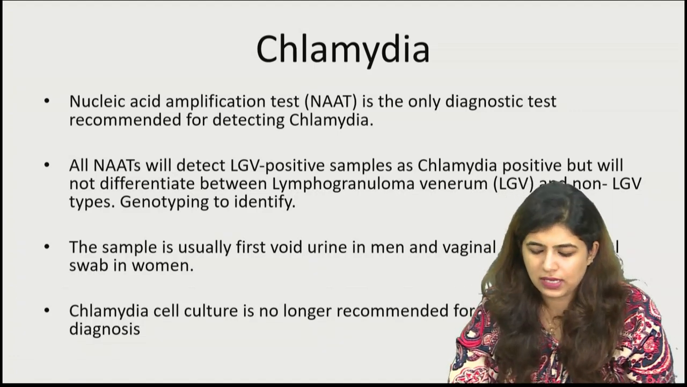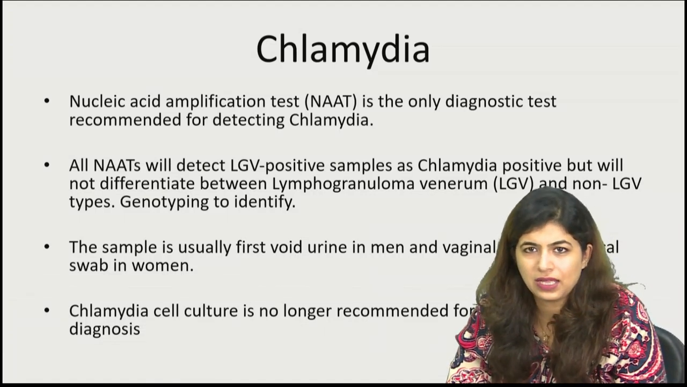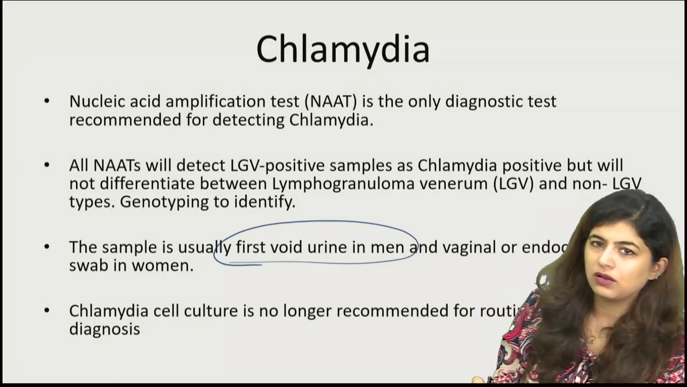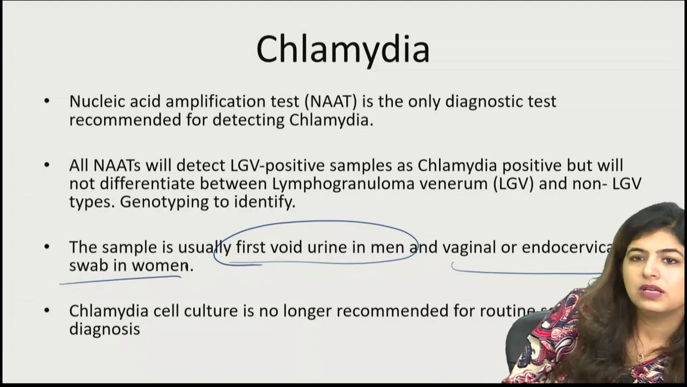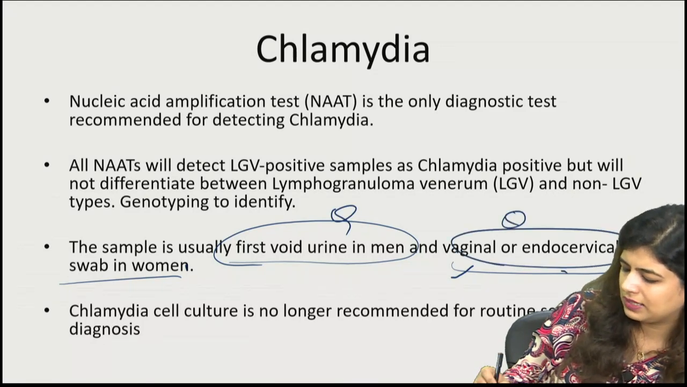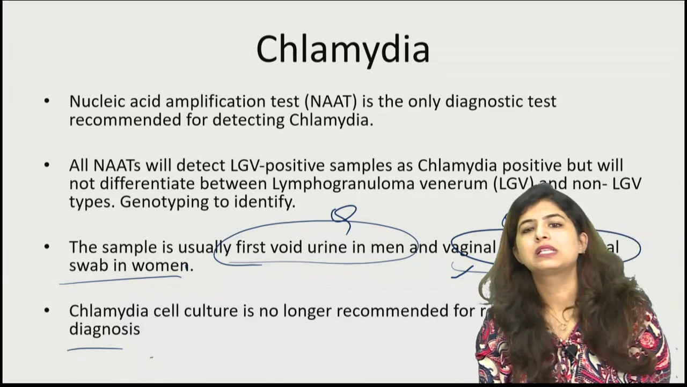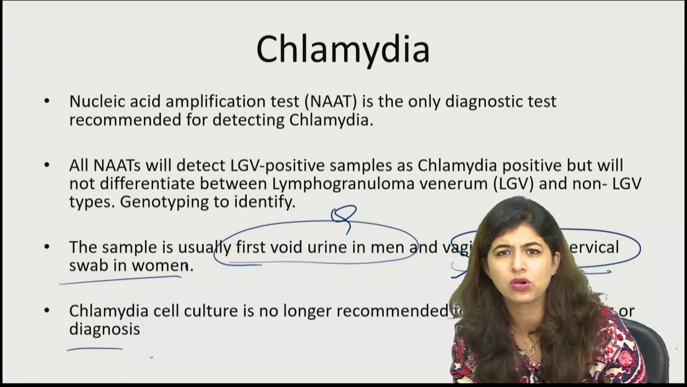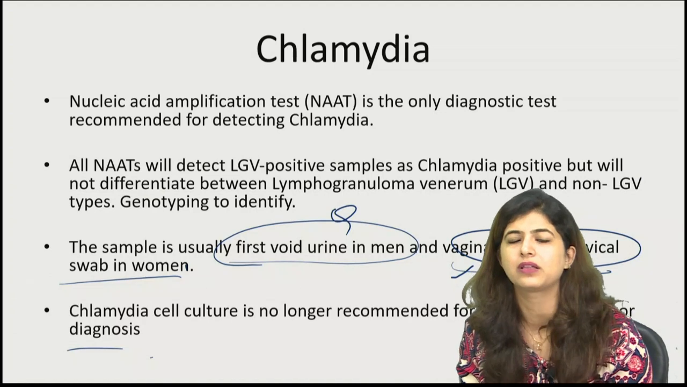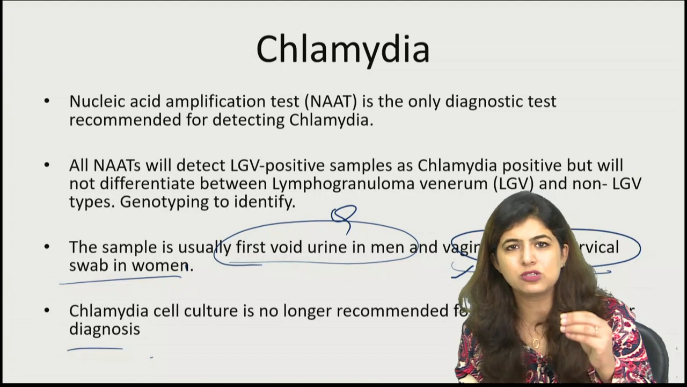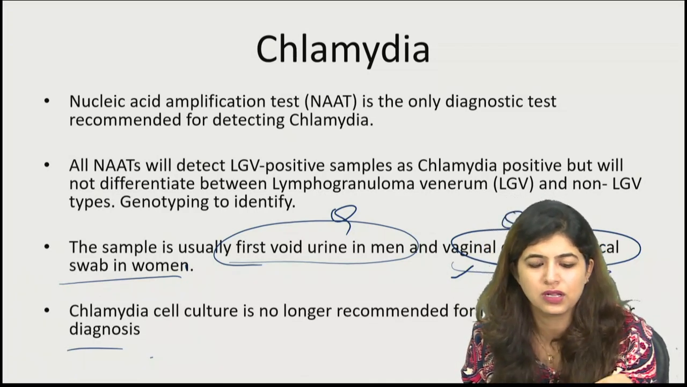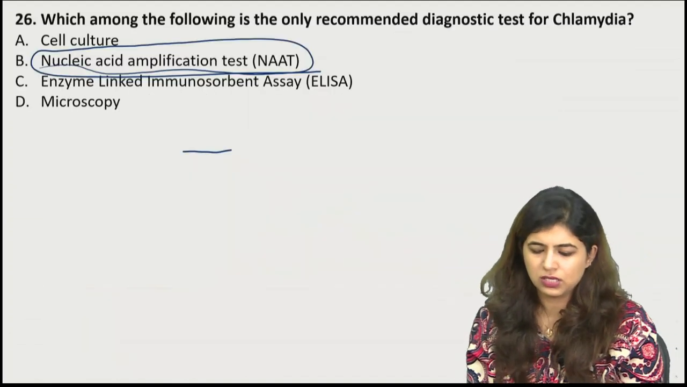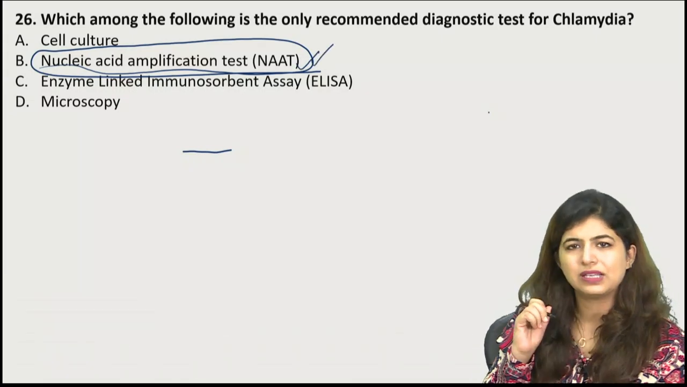And how do I diagnose it? I diagnose it with a test which is dependent upon the DNA, nucleic acid amplification test. What are the samples? Samples are the first void urine in men and a vaginal or endocervical swab in women. These are the samples that need to be taken for this test. And cell culture is no longer recommended. Why? Because chlamydia, even though being a bacteria, does not grow in the normal cell cultures. You need to grow it in cell lines, the HeLa, the egg yolk, or other cellular lines, which is not possible for a routine diagnosis or screening. It's too time consuming, too expensive. The best way is nucleic acid amplification test. I run the test on the kit. Within a few minutes, I have my diagnosis. That's how simple and cost effective the disease is. So the answer to question number 26 is option B, which is NAT.